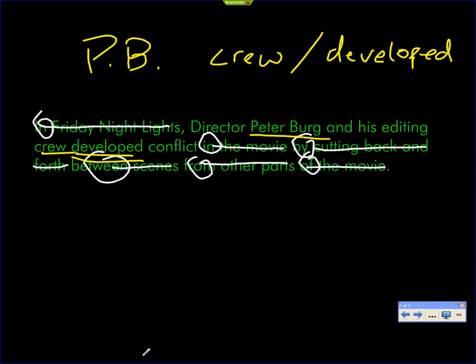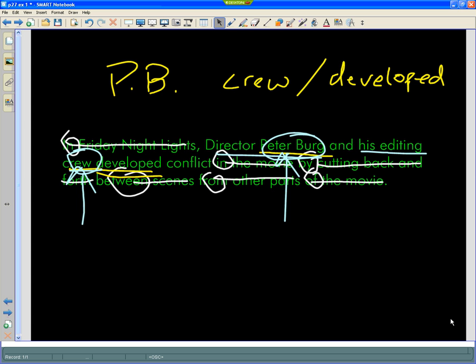So, Emmy, here's what you've got, and I hope you're seeing this now because of a lesson 2 days ago, that his editing crew is an entire noun phrase, but the most important word in that is crew. And actually, director Peter Berg is a noun phrase also, but the most important word in that is, well, the compound Peter Berg. Let's diagram it.